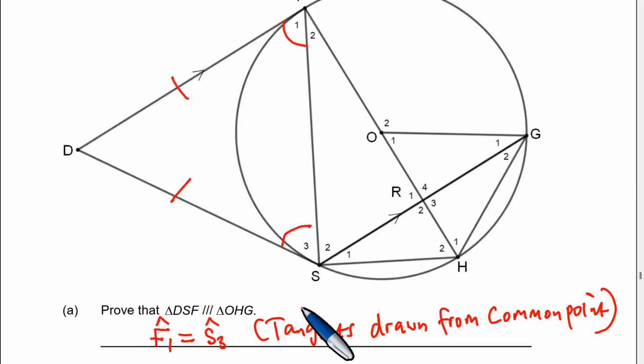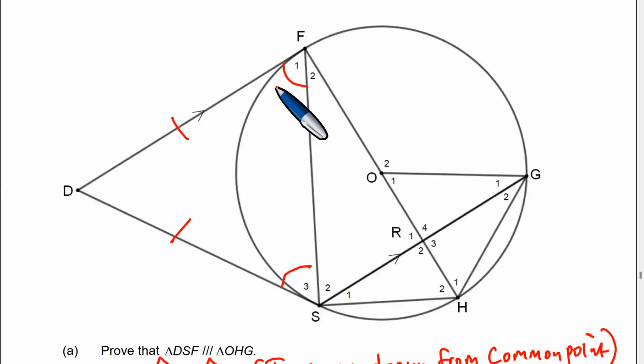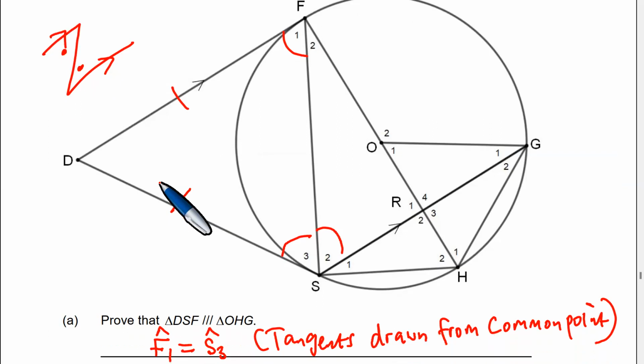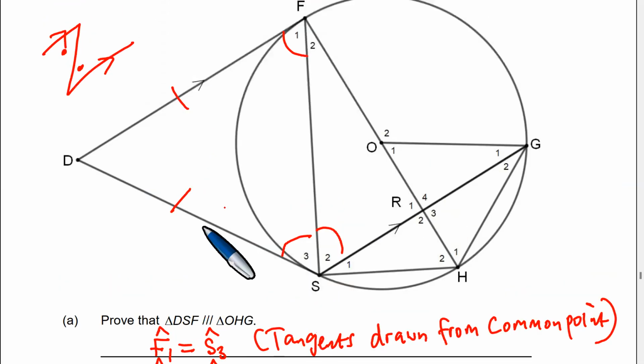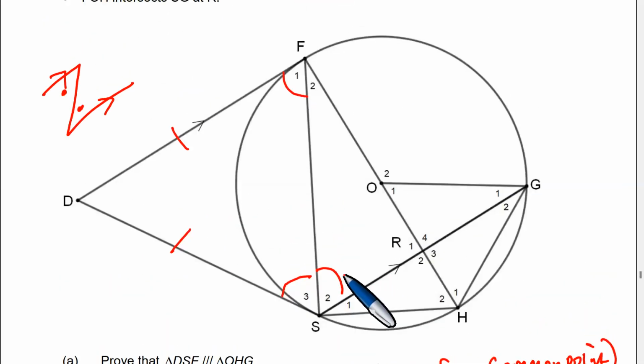Next, we are able to see that angle F1 is equal to angle S2. F1 is equal to S2 because of the angles in Z. If we have this line parallel to that one, this angle is equal to this one. So angle F1 is S2.